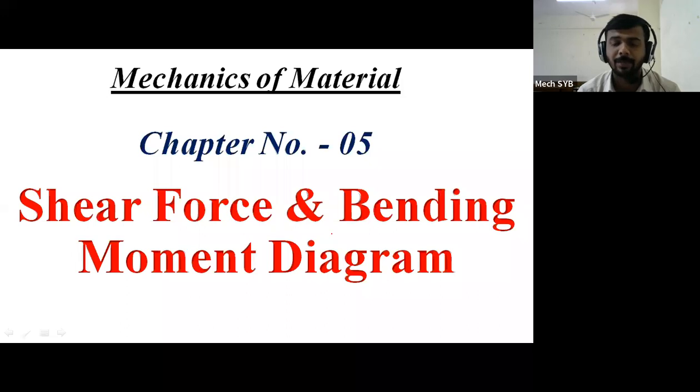Similarly, in this particular chapter number 5, that is SFD and BMD, we need to check the strength of the beam structure. That beam may be made of various materials. In civil constructions, the beams are made of cement concrete, or a mixture of cement and other particles. In our mechanical structures, some beams are made of cast iron, sometimes of alloy steels, as per the application.